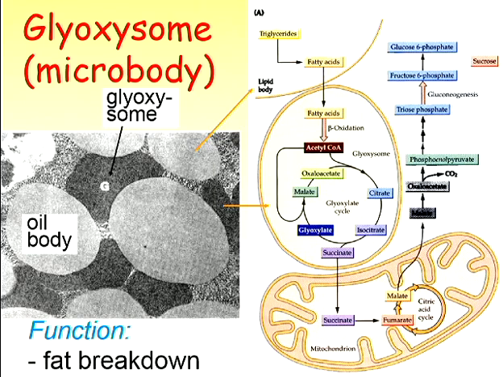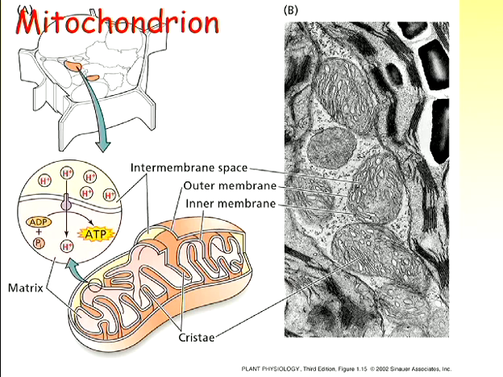So those were the microbodies, or the oxysomes, the first of the three semi-autonomous organelles that import their proteins and lipids from the cytosol, or sometimes they can also make them themselves.